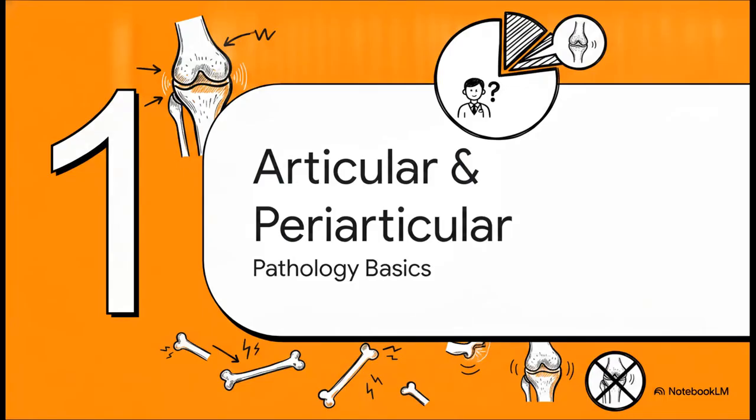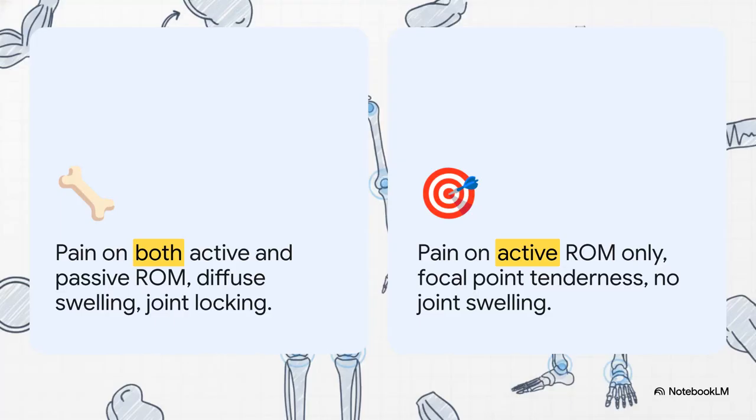All right, section 1, articular versus periarticular pathology. Musculoskeletal complaints make up something like 25% of all outpatient visits, but here's the crazy part. A huge chunk of those have absolutely nothing to do with the actual joint itself. So, here's the golden rule of our diagnostic funnel. You've got to distinguish articular structures, think synovium and cartilage, from periarticular tissues like your tendons, bursae, and ligaments.